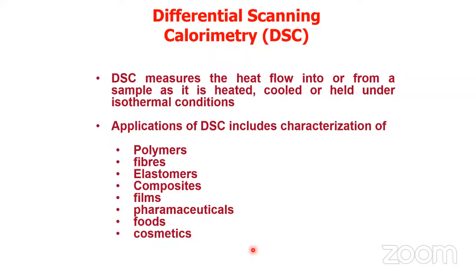Then, as I have explained to you about the thermal transitions or transition temperatures of polymeric material, all kinds of transition temperatures can be tested using the differential scanning calorimetry method. Okay, DSC measures the heat flow into or from a sample as it is heated, cooled, or held under isothermal conditions. Applications of DSC include characterization of polymers, fibers, elastomers, composites, films, pharmaceuticals, foods, and cosmetics.